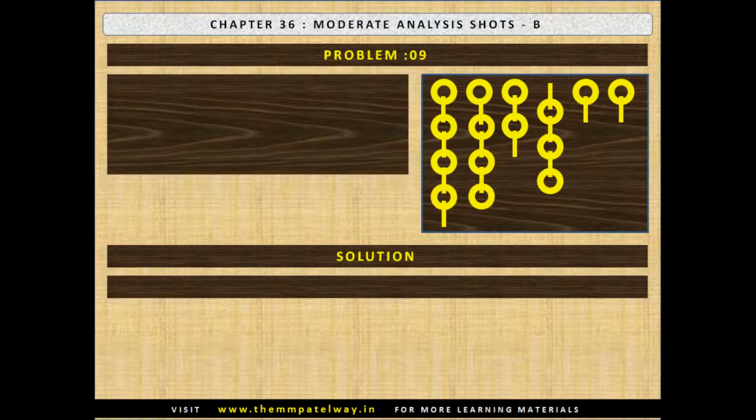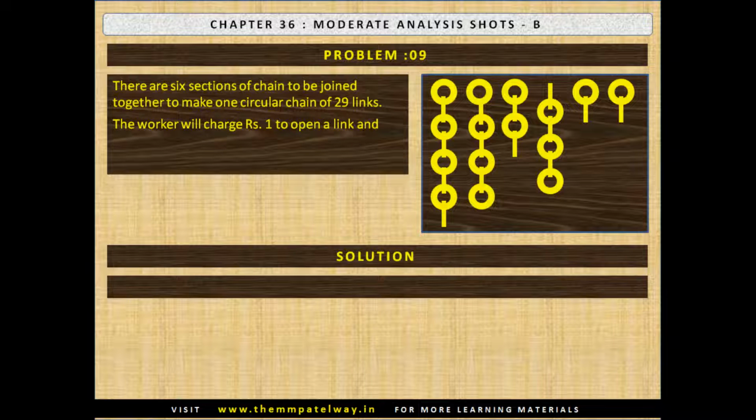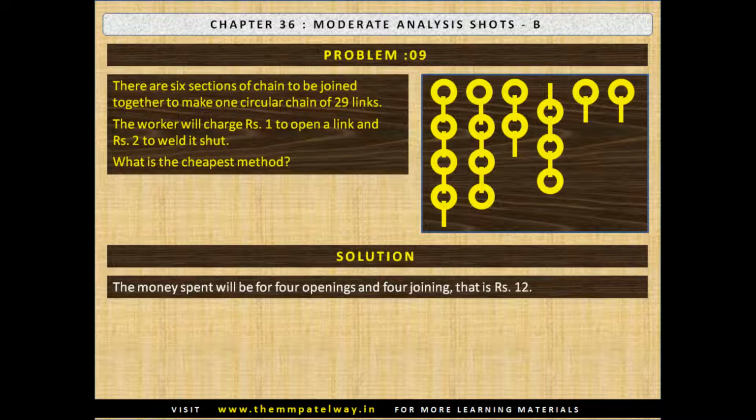Problem number 9. There are 6 sections of chain to be joined together to make one circular chain of 29 links. The worker will charge rupees 1 to open a link and rupees 2 to weld it shut. What is the cheapest method? Now stop the video and solve the problem. The solution follows. The money spent will be for 4 openings and 4 joinings, that is rupees 12.